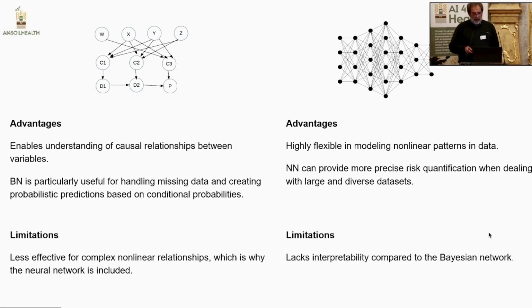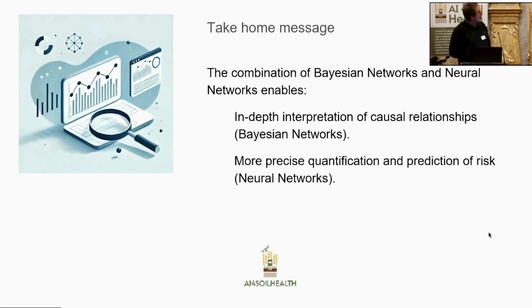Neural networks are highly flexible in modeling nonlinear patterns in data, and can provide more precise risk quantification when dealing with large and diverse data sets. But neural networks have a limitation: they lack interpretability compared to Bayesian networks. The take-home message is that the combination of Bayesian networks and neural networks enables in-depth interpretation of causal relationships thanks to Bayesian networks, and more precise quantification and prediction of risk thanks to neural networks.